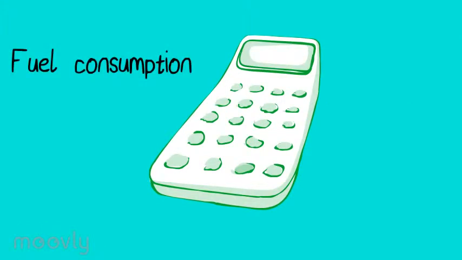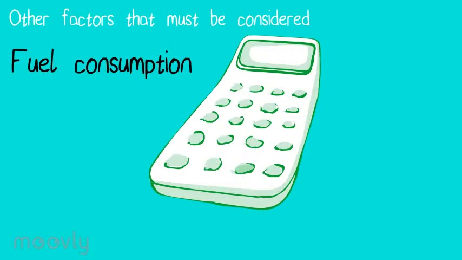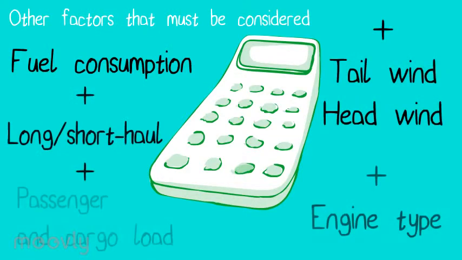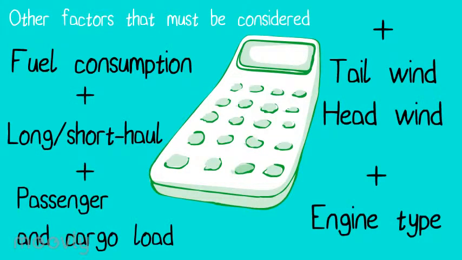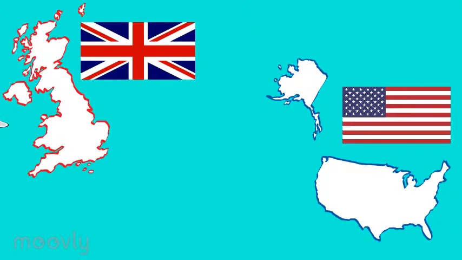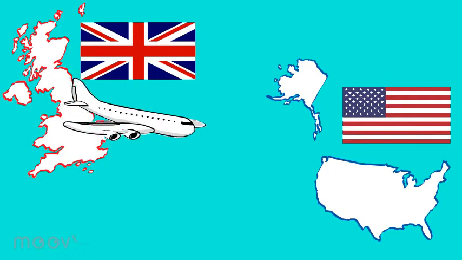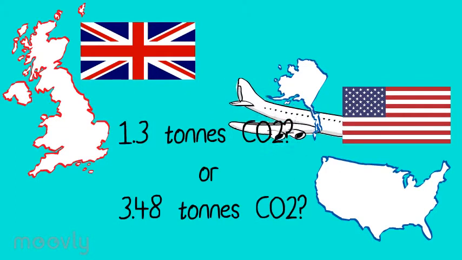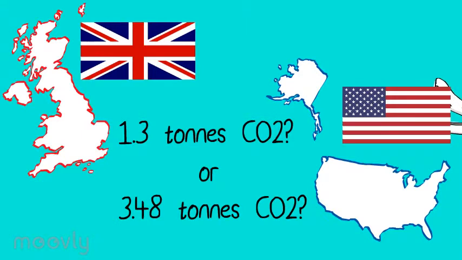However, there is no one agreed upon calculator used worldwide. Variations between calculators arise when other factors are incorporated into the calculation. For example, two different calculators estimated emissions for a return flight from London to New York. One calculator estimated the emissions at 1.3 tonnes of carbon dioxide, while the other estimated 3.48 tonnes.